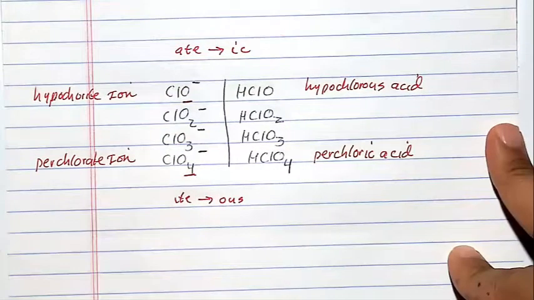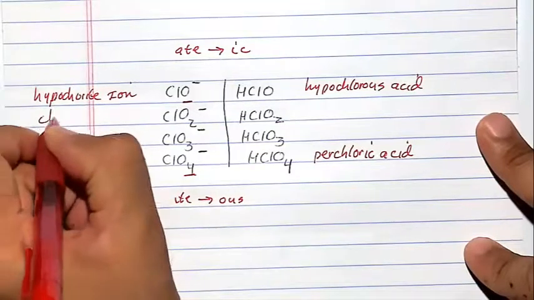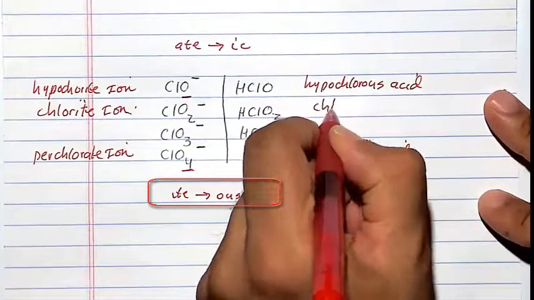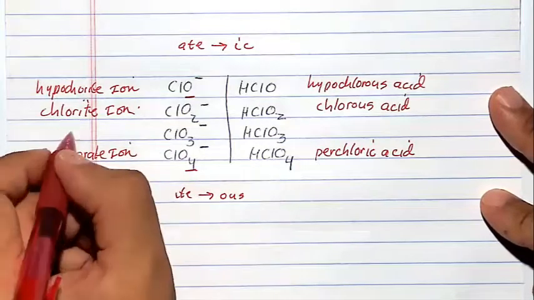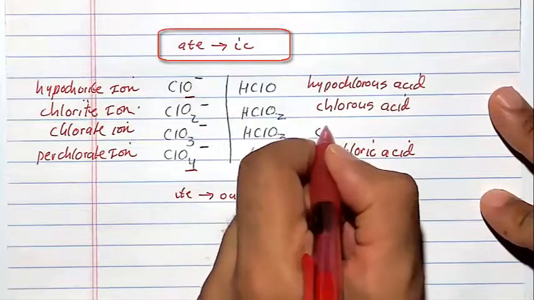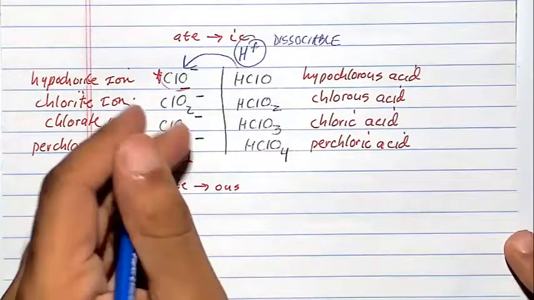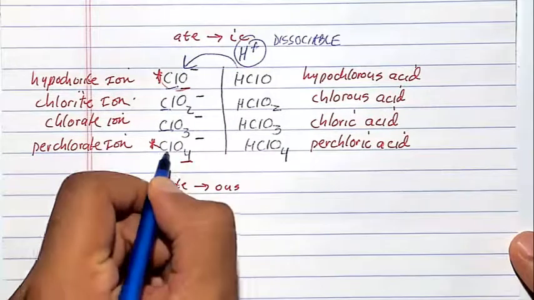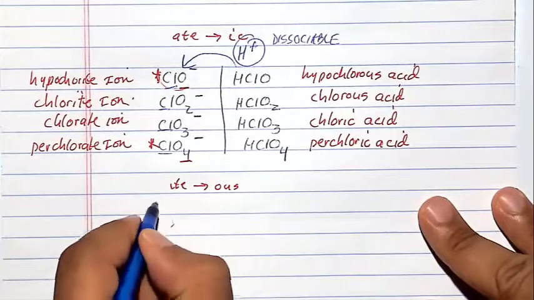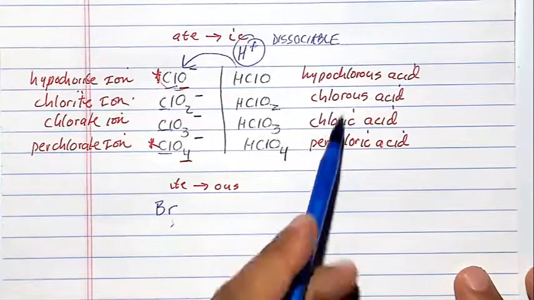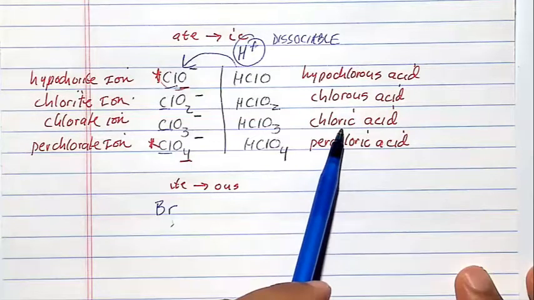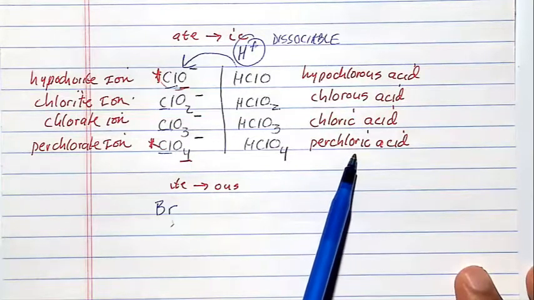If you have two oxygens, that is just a chlorite ion, and when it picks up that proton, it becomes chlorous acid. ClO3 minus is the chlorate ion. It picks up that proton, ate goes to ic, and it becomes chloric acid. Notice that I use chlorine, but I could replace this with any other halogen. For example, if I used bromine, this would be hypobromous acid. This would be bromous acid. This would be bromic acid. This would be perbromic acid.